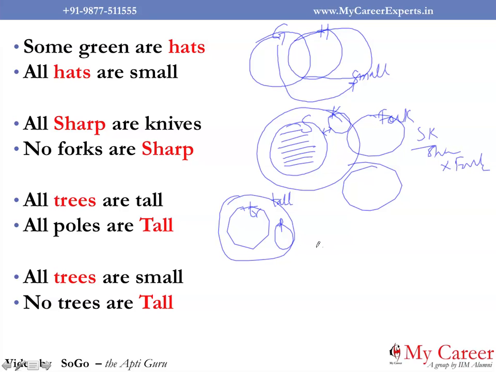All trees are small. So we draw trees. This is trees, this is small. And no tree is tall. So trees are not tall. This is very similar to the question we have just finished. So here the tall may be related with small, may not be related with small, may be fully under small.